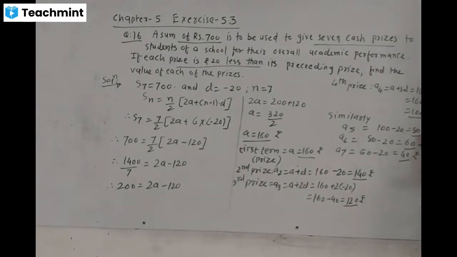Adding: 100 plus 80 is 180, 280, 400, 540, 540 plus 160 is equal to 700 rupees.